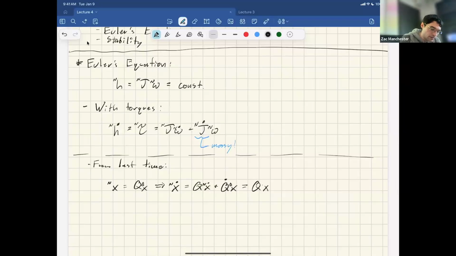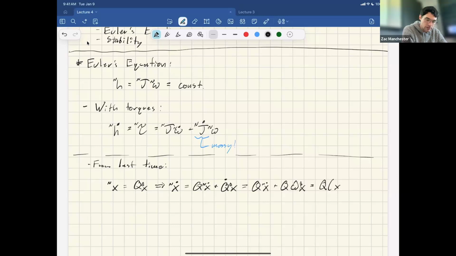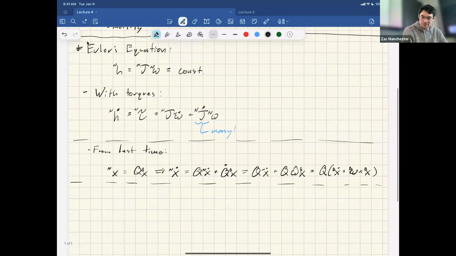So now we've got this. And now we rewrite that slightly: you can pull the Q out, and this is x dot in the body frame plus omega cross x, again, all in the body frame. Okay, so that's what we got last time. This will come up a lot.